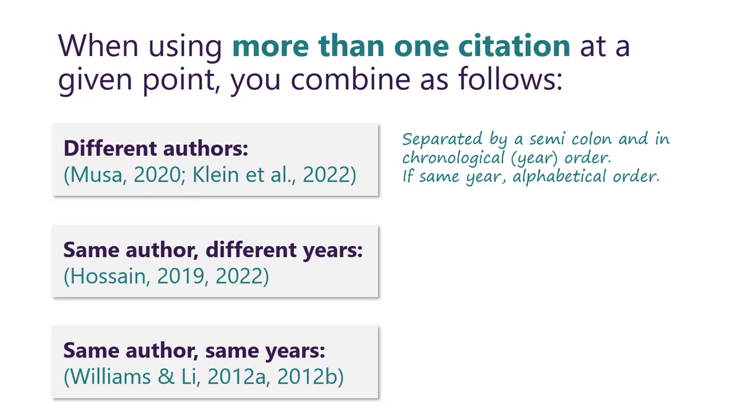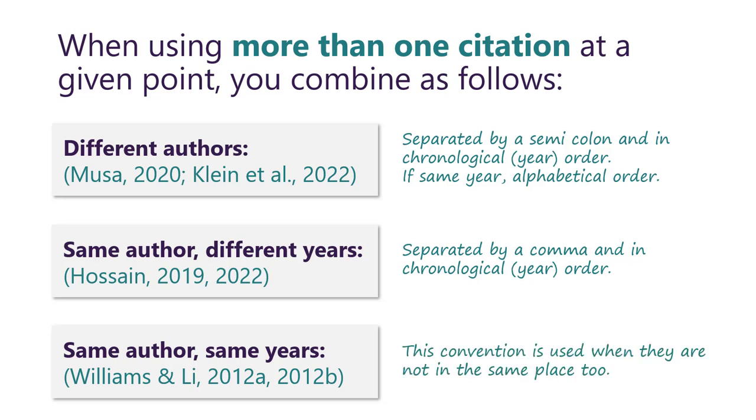If you're referring to two sources by the same author but different years, you just list the years separated by commas after the author name. Again, you put them in chronological order. If you have the same author and the same year, regardless of whether they're together or at completely different parts of the document, you would distinguish each source by adding A, B, C, etc. to the date. And this is repeated in the reference list so that your reader can tell which source is the relevant one.